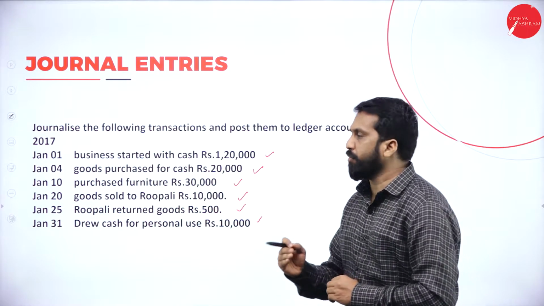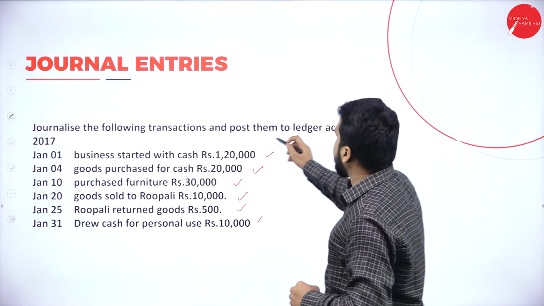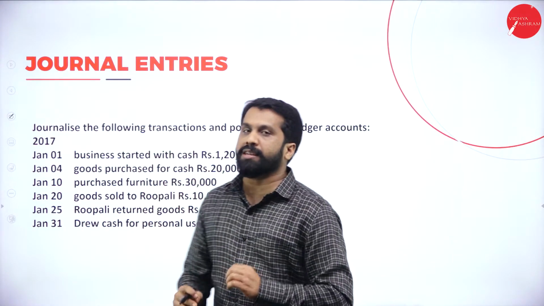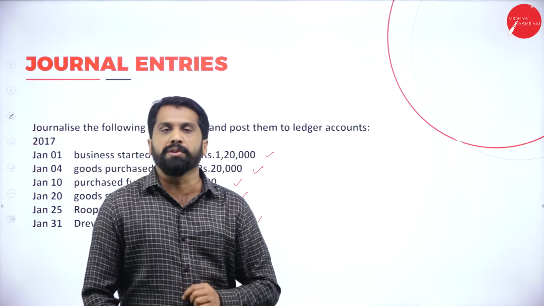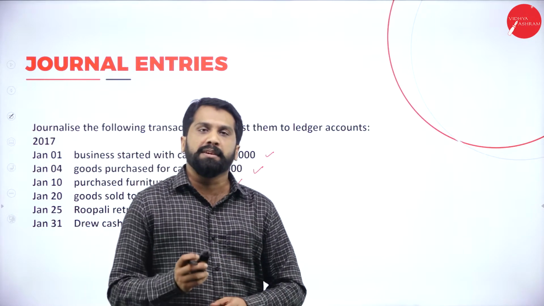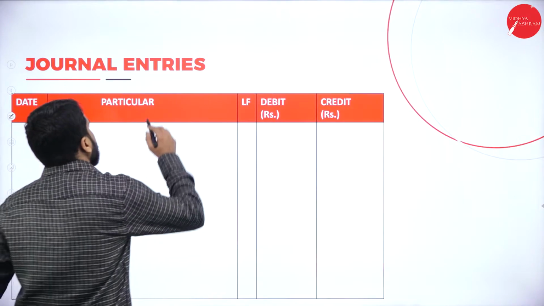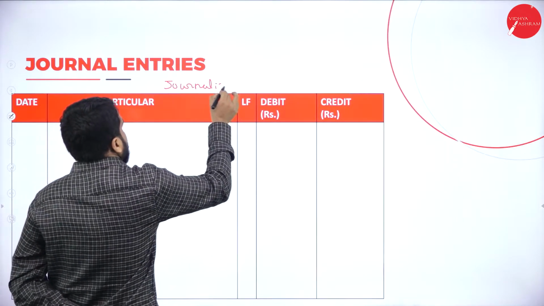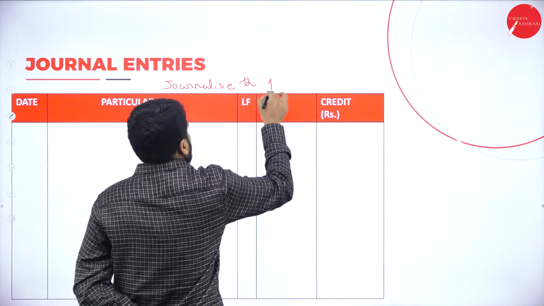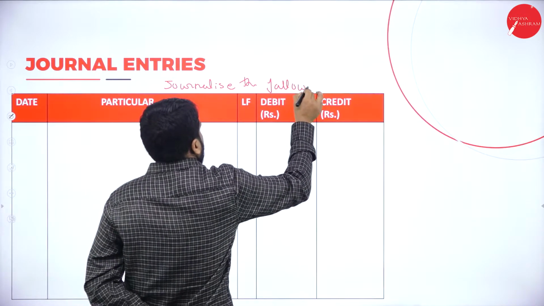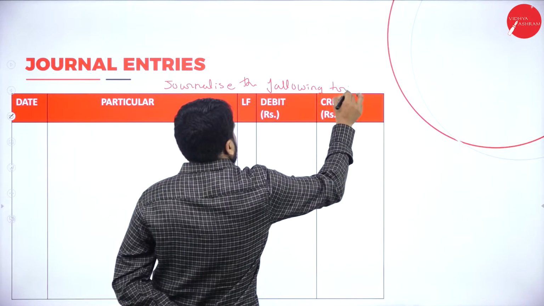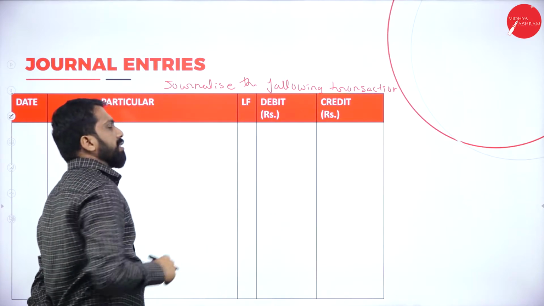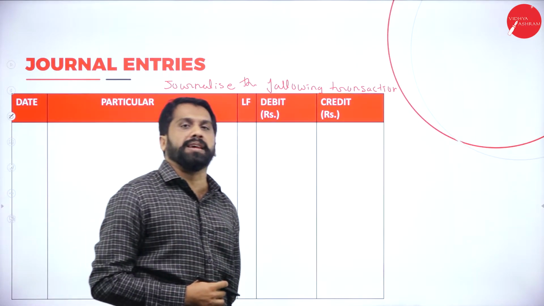Journalize the following transactions and post them into ledger. Now, have they given "in the books of"? No, they have not mentioned a name. But in your answer, you can write "journalize the following transactions", or else "journal entries in the books of dash". That also you can write.